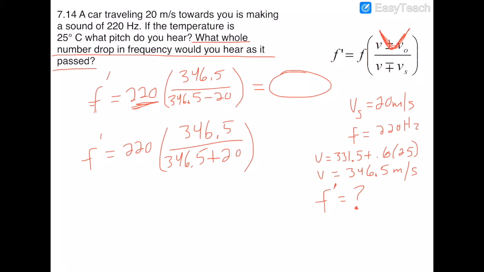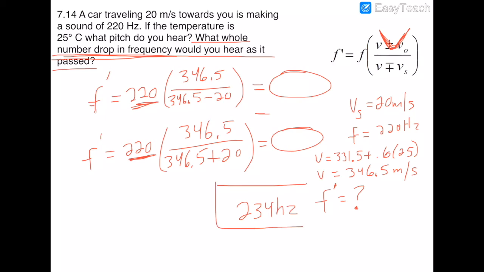Plus 20, and I'd get some frequency there. Now, this should be lower than 220 because it's going away from me. So I wanted to figure out what is the whole number drop in frequency. So all I have to do is subtract those, and I would get a drop in frequency. I have calculated that out, so I'll give you an answer, 234 hertz, and see if you get the same thing for that.